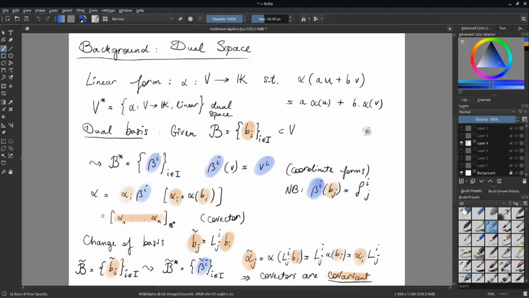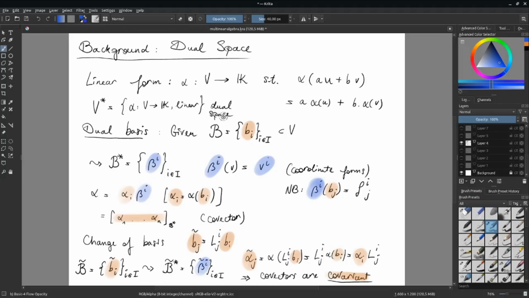So, another background slide. If I have a vector space, I can construct the space of linear forms on it. A linear form is just a linear function from my vector space to my field. Here, instead of k, let's just imagine it's the real numbers, R. It's just any function alpha that takes a vector and returns a scalar, and that has to be linear with respect to its argument. And this is actually a vector space too.